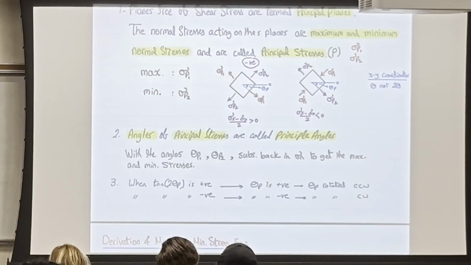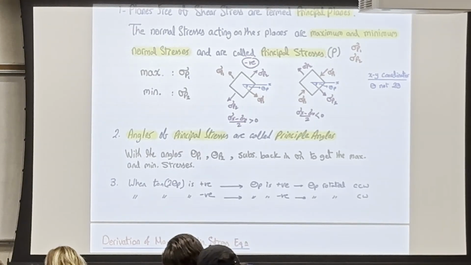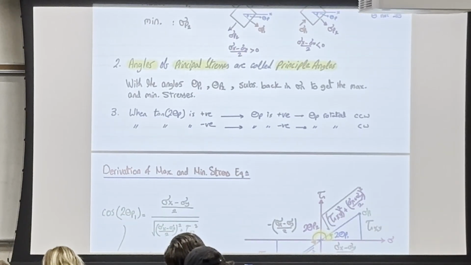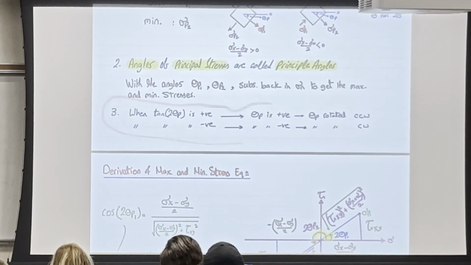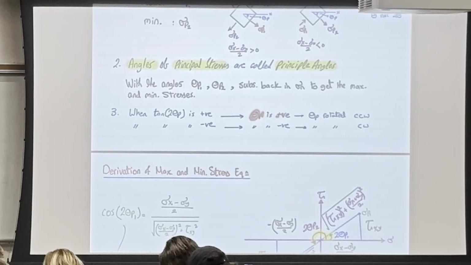Another thing that I need to highlight here is that the angle of principal stresses, we call it principal angles. That's why we symbolize them with P, sigma P, because we're going to have another angle that I'm going to explain in a moment. And here, this is what I said before, that sigma P, if it's positive, that means it's rotated counterclockwise.